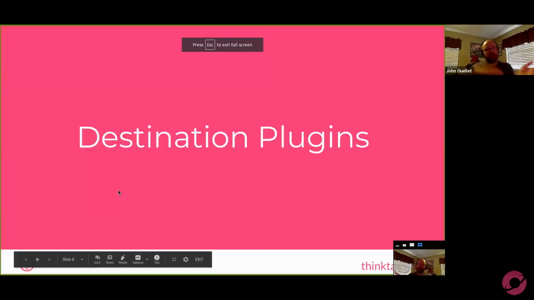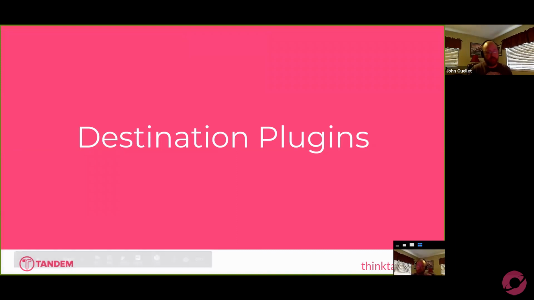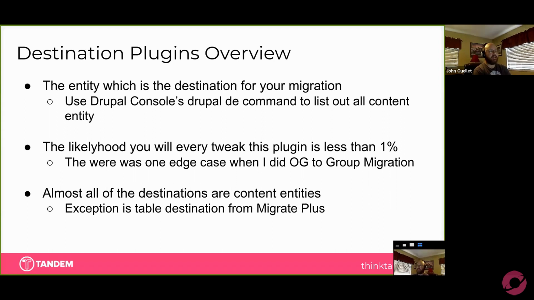All right. So I'm going to skip ahead to destination plugins because this is really quick and simple before we get into process plugins. The destination plugins are the entity where everything goes. You can use the Drupal console command, drupal de, to list out all your content entities. And 99% of the time, all your destinations will go to a node, taxonomy, or anything that the module has designed for you. The likelihood you'll ever tweak a destination plugin is non-existent.